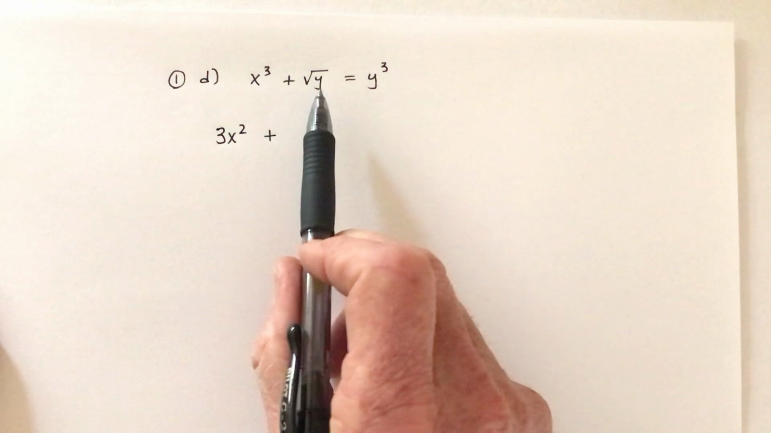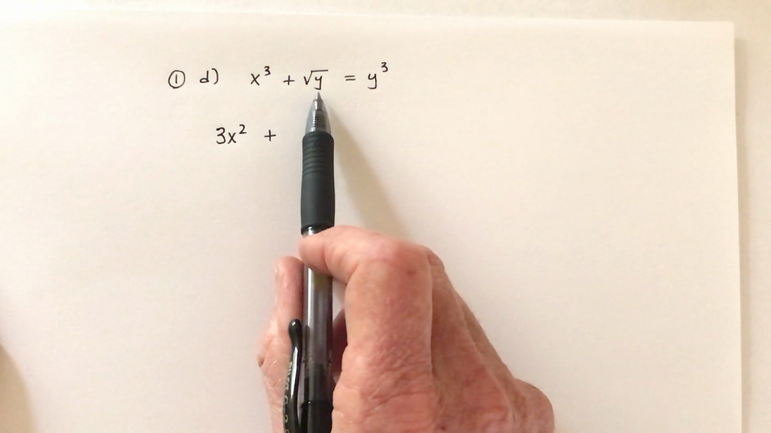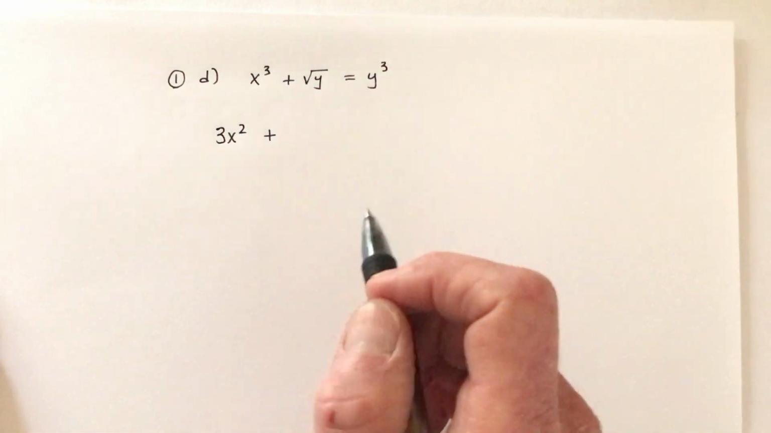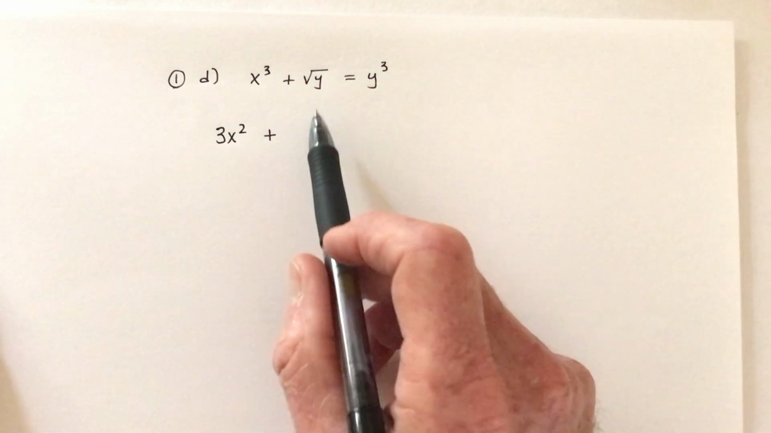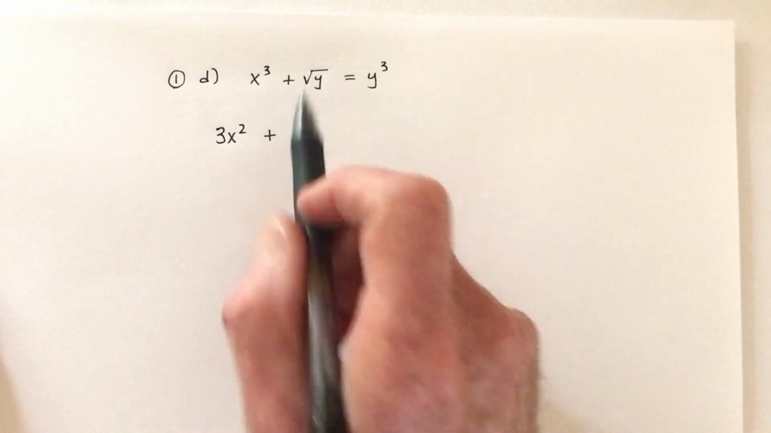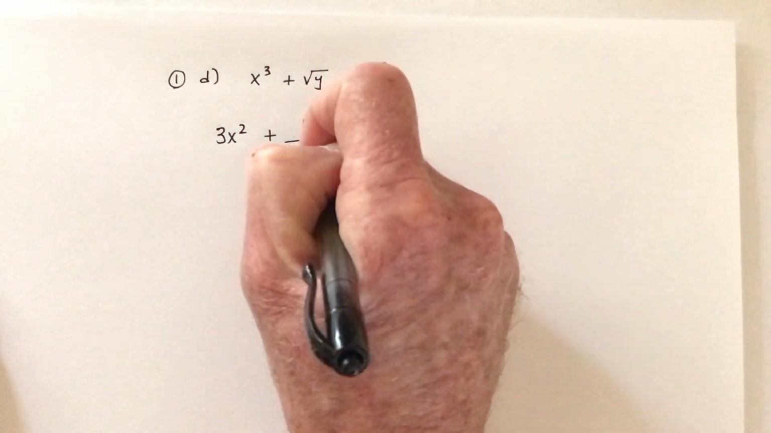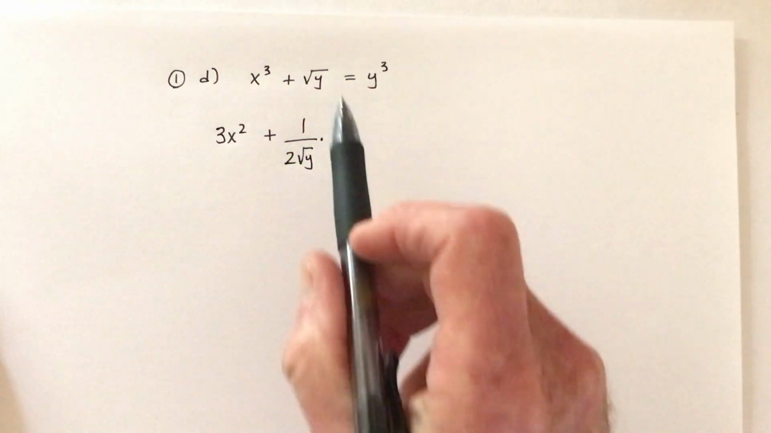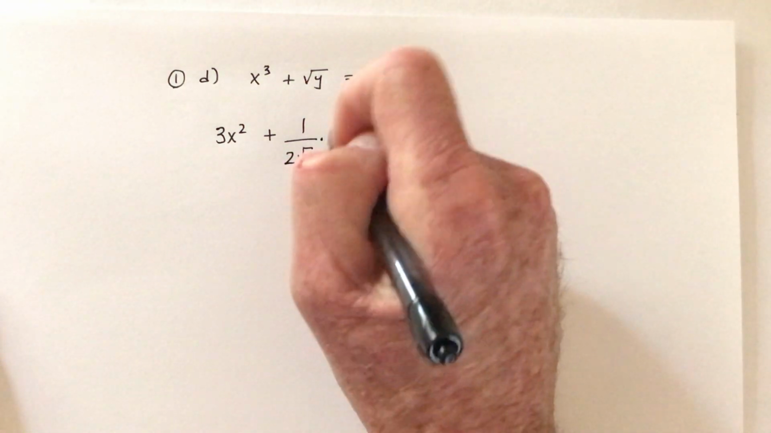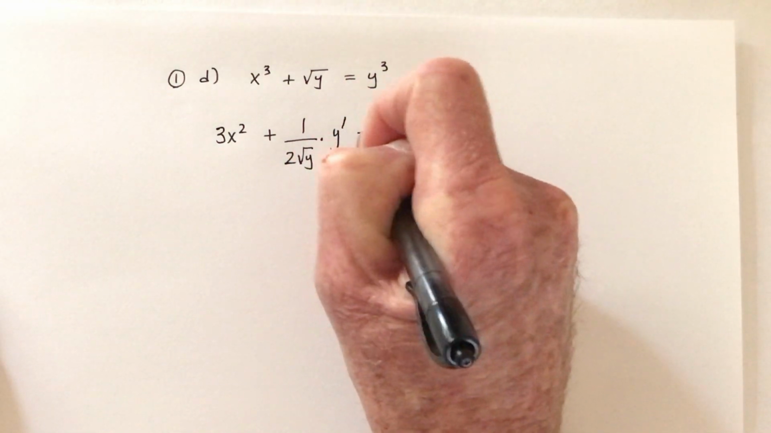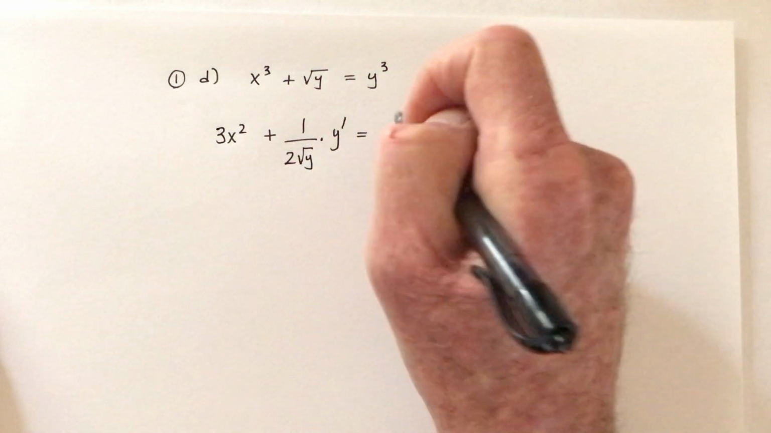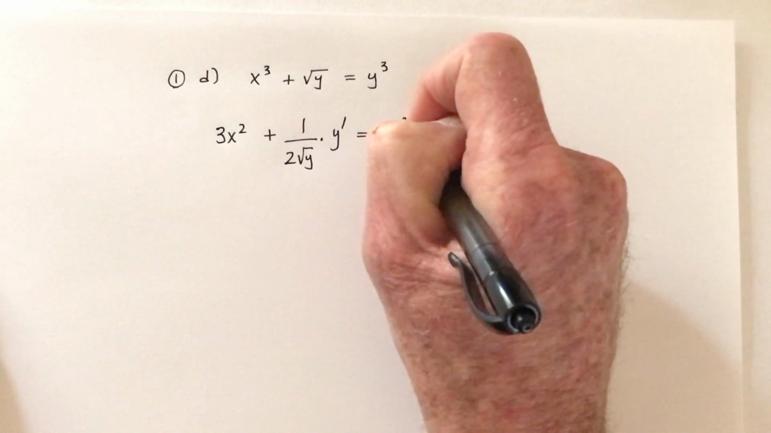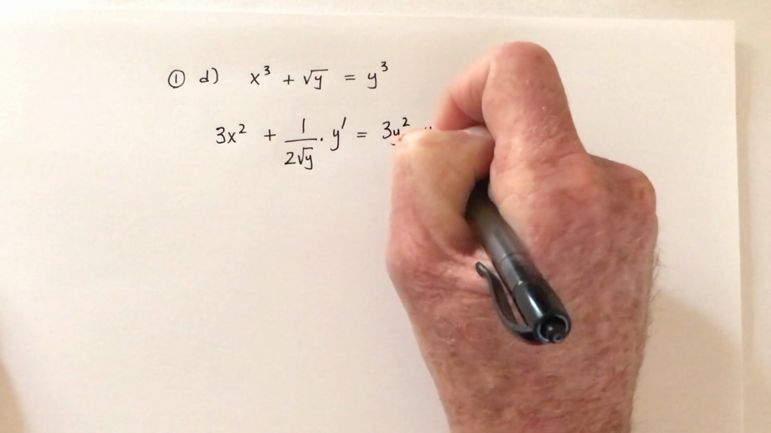For the 12th time today, take the derivative of the square root, not the square root of the derivative, which is what my brain was trying to say. Take the derivative of the square root. That's going to be 1 over 2 times the square root. And then the chain rule says also take the derivative of y because that's inside the square root. On the right side, the derivative of y cubed would be 3y squared. And then take the derivative of y.